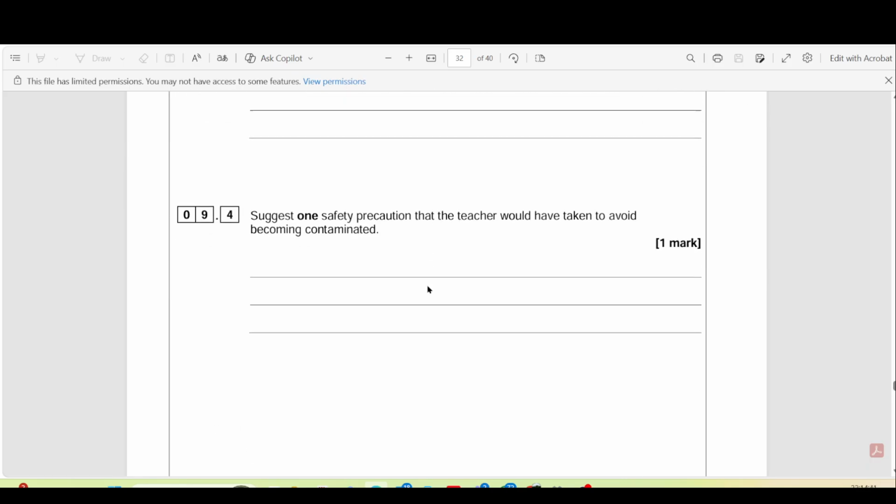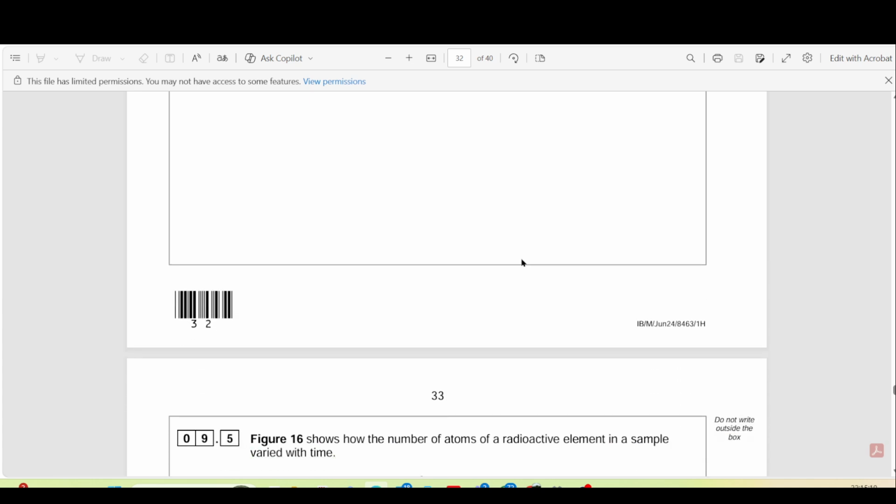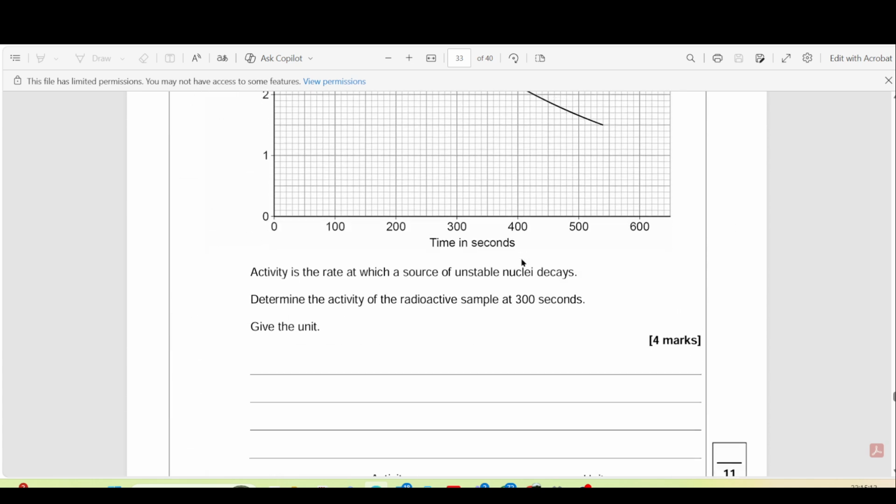9.4. Okay, 9.4. Yeah, I got it. Okay, I thought we did this. Yeah, 9.4. What do you think? One safety precaution to avoid becoming contaminated is, well, the same thing, I guess. Yeah, keeping exactly, keeping a safe distance from the source to limit your exposure to the radiation. Yes, it is almost the same.